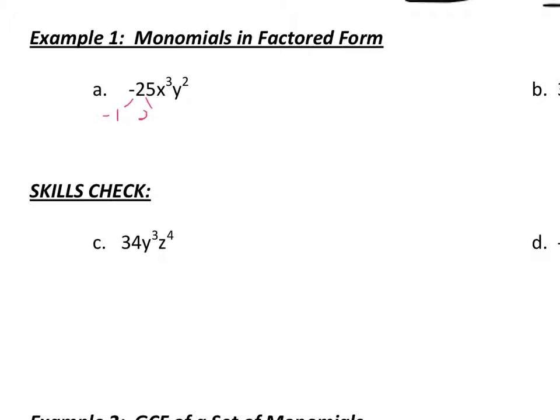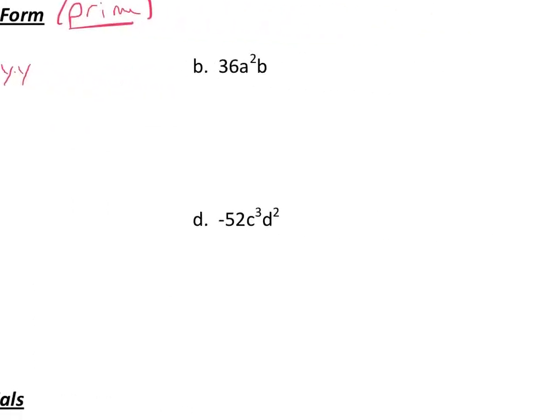So we have negative 1 and 25, 5 and 5. So we would write this as negative 1 times 5 times 5, and then we would write our variables out. Instead of x cubed, we would write x, x, x, because we know x cubed means 3 of them, and then the same with the y's. Y times y, because there's 2 of them. So in other words, monomials in factored form are prime.